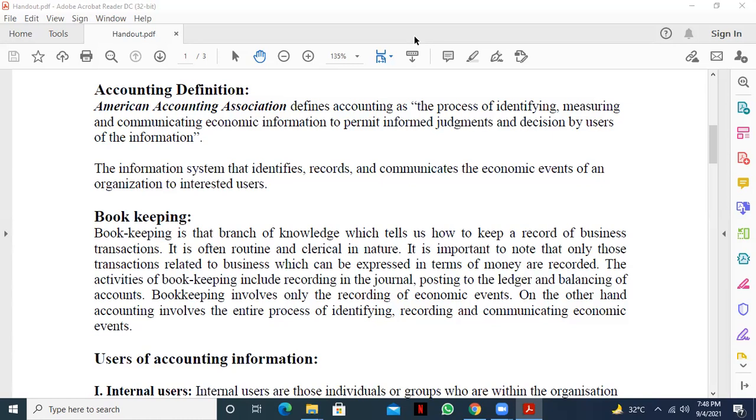It is important to note that only those transactions related to business which can be expressed in terms of money are recorded. You already know which transactions we identified. If the transaction has a monetary value, has two parties, and changes the financial condition, then bookkeeping or accounting will record it. Till the recording stage, we call it bookkeeping.